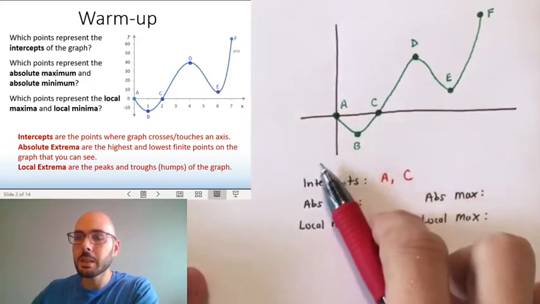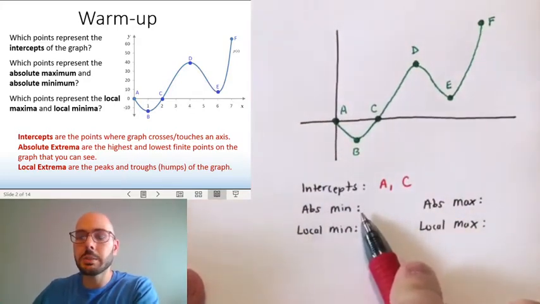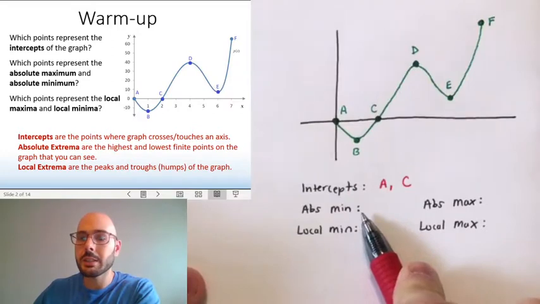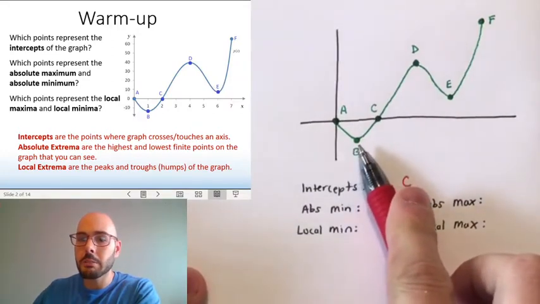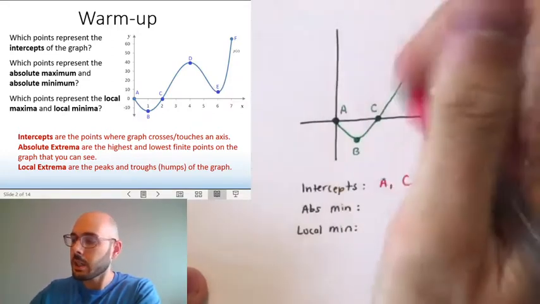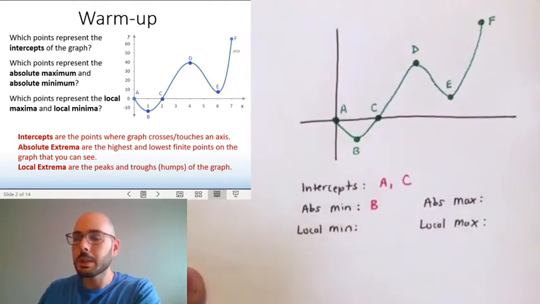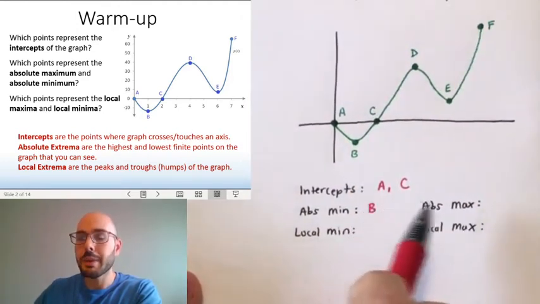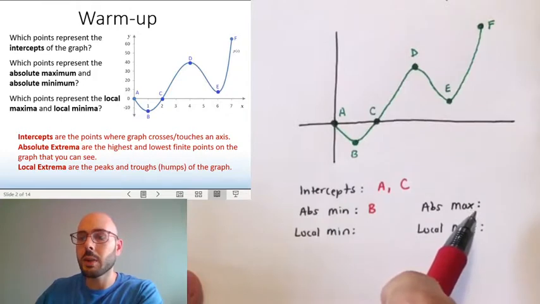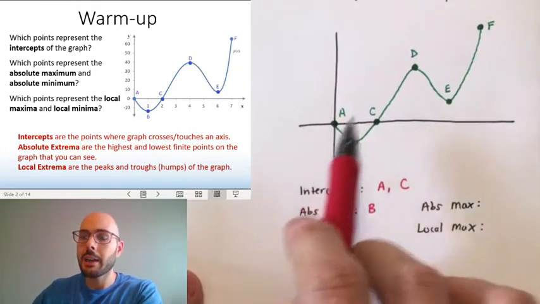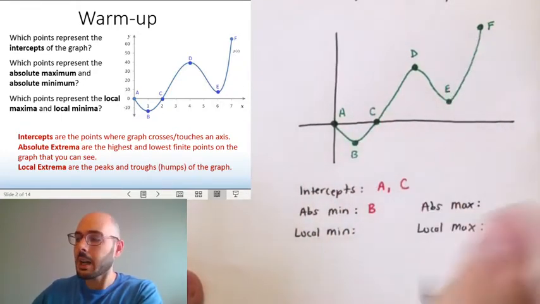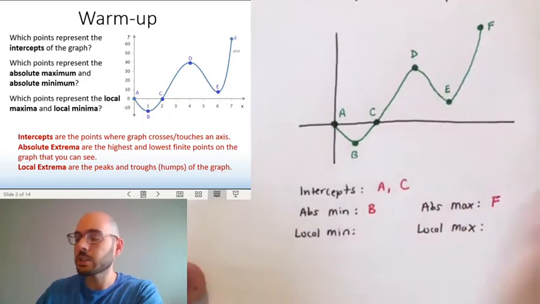Here, this is a good example. So our absolute minimum is the absolute lowest point on the graph that we can see, and that looks like point B. That's the lowest point that the graph gets, so that's going to be the absolute minimum. Absolute maximum is the absolute highest point that the graph gets that we can see, and it looks like that is point F. That's the highest point on the graph, so that's our absolute maximum.